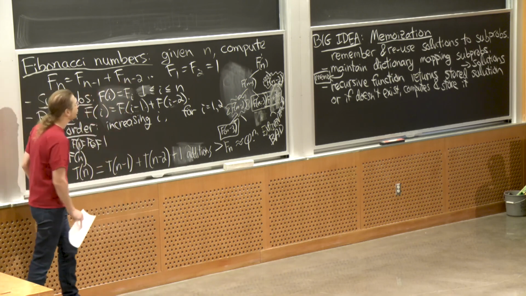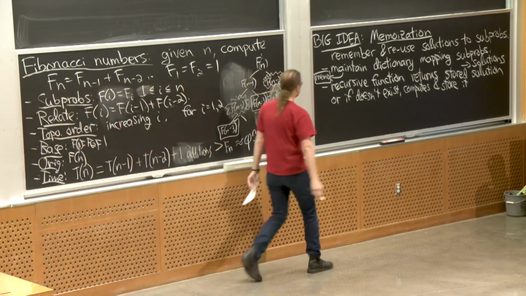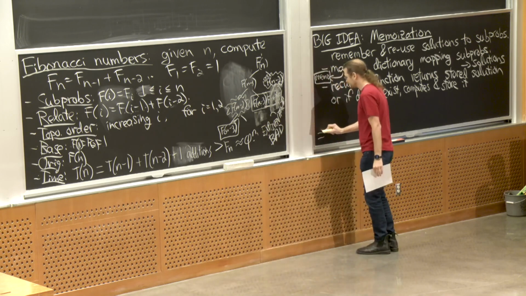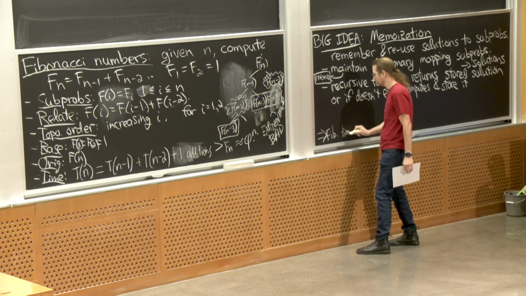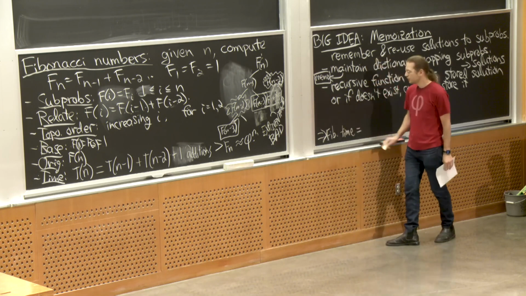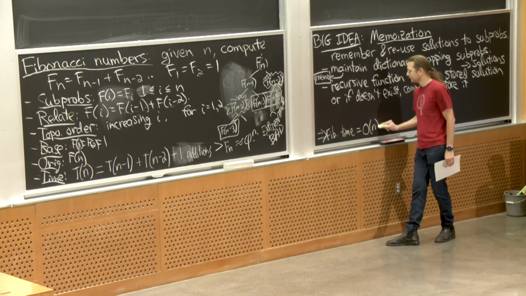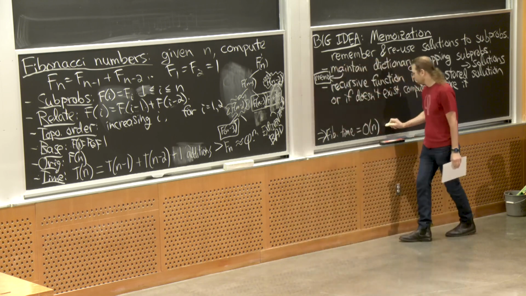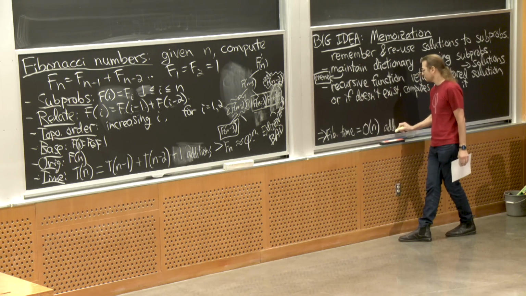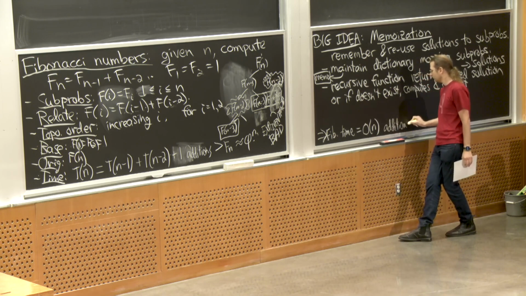So what is the overall running time for Fibonacci? This should be order n. Why is it order n? This is the number of additions. Come back to that in a second.